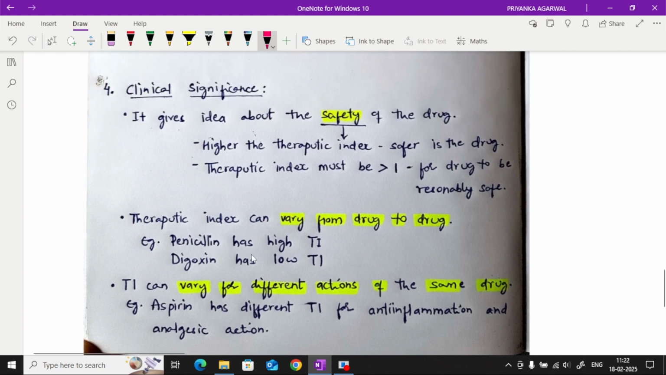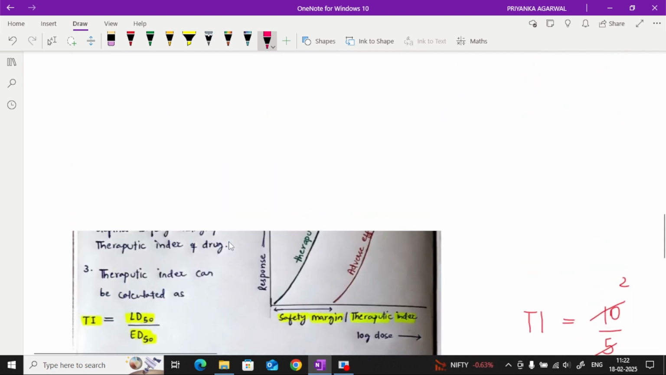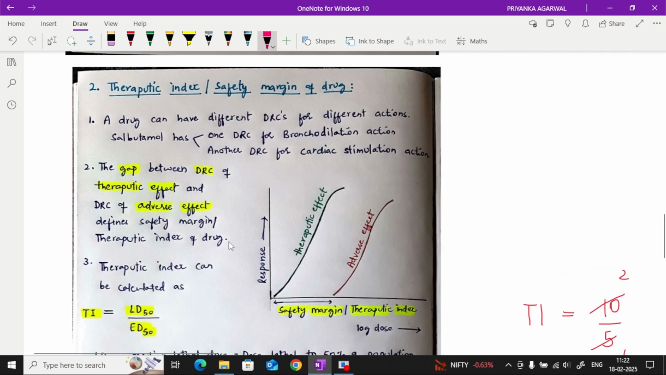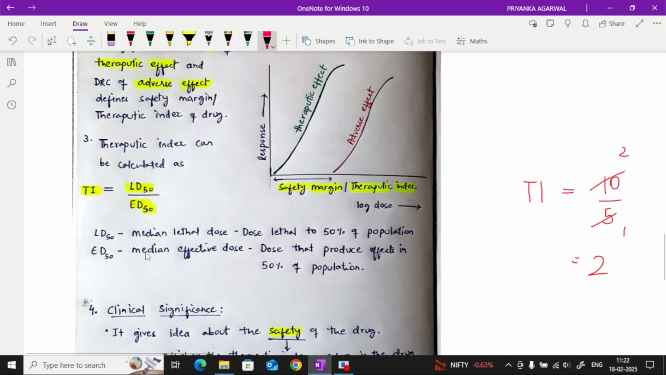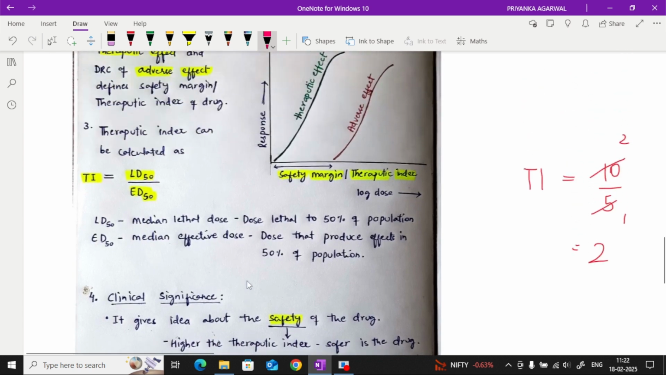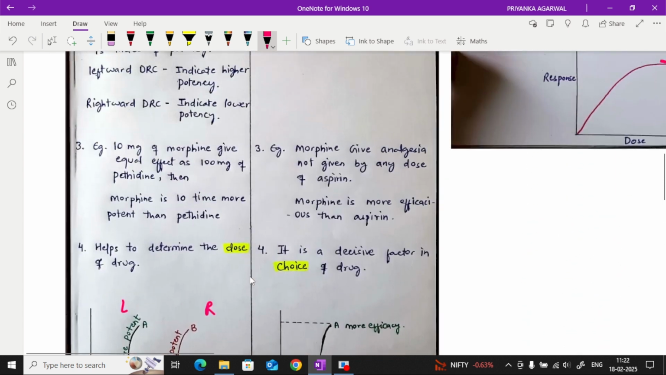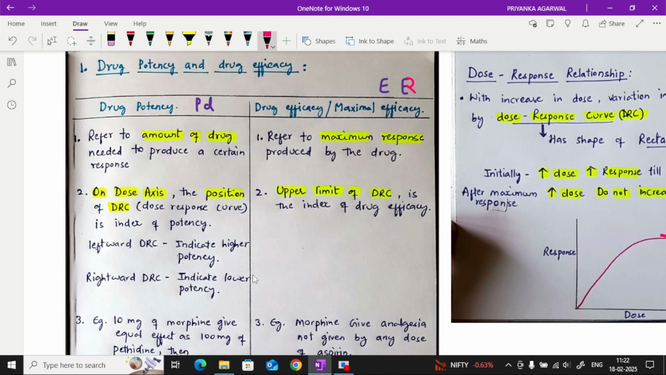So this is about the therapeutic index. I hope you understood this. So we have read the therapeutic index in these 4 simple points: what does this mean, how do we calculate it, and what is the clinical significance? So I hope both the questions are very clear and easy now.